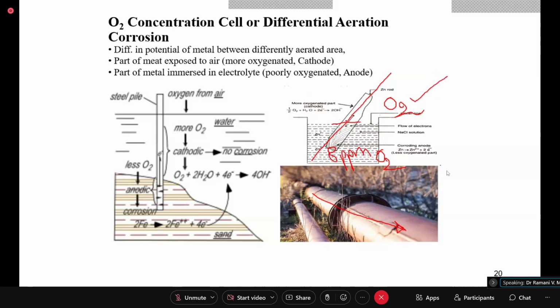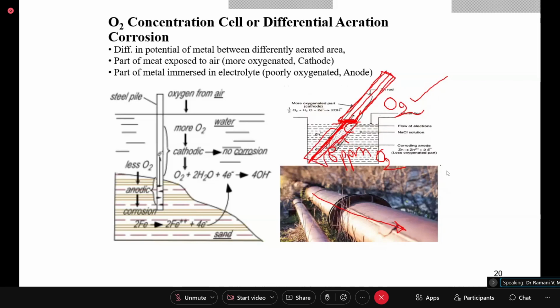Now, what happens? The place where oxygen is high leads to formation of a protective oxide film over it, and the place where it is in contact with less oxygen behaves like an anode. Since this is the waterline, this is the place where the behavior is changing. The corrosion will take place exactly at the waterline.